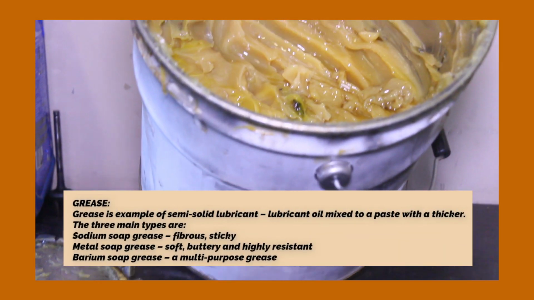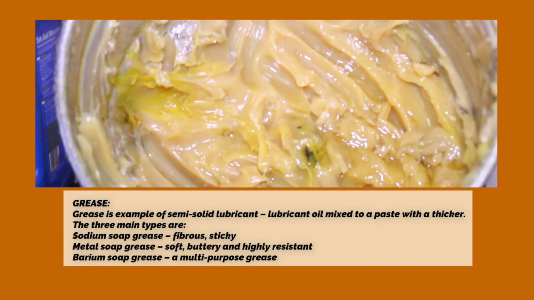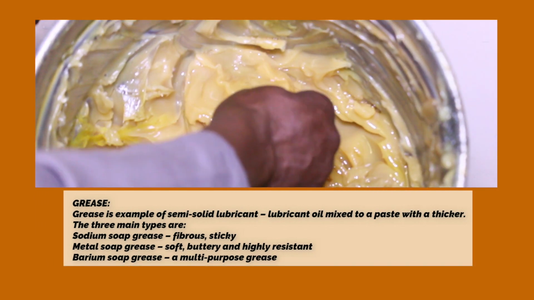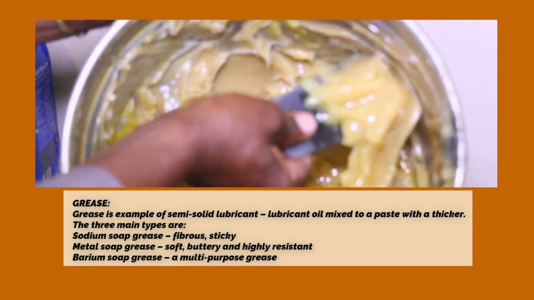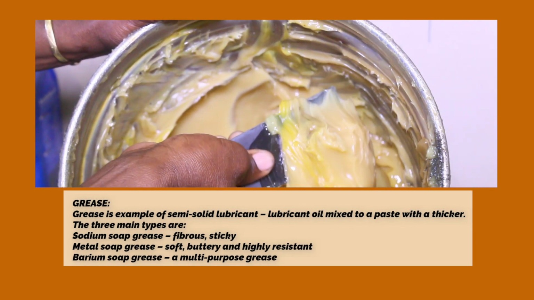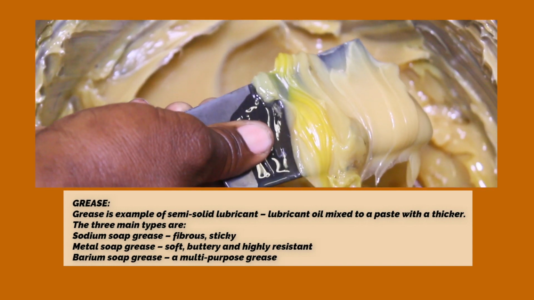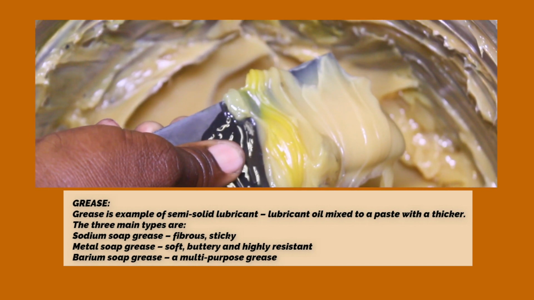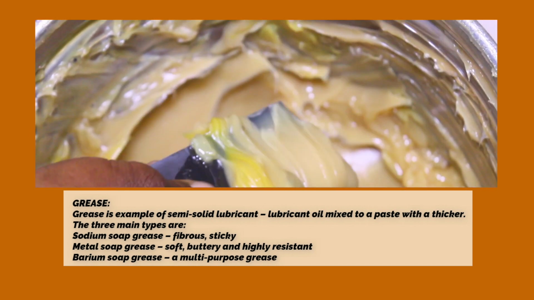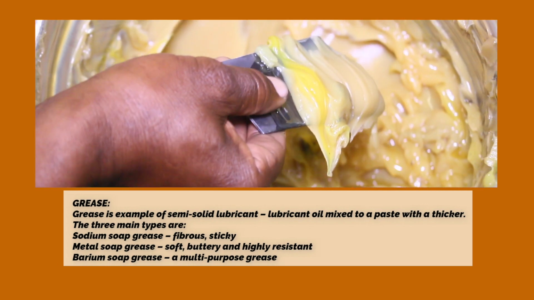Grease. Grease is an example of a semi-solid lubricant: lubricant oil mixed to a paste with a thickener. The three main types are: 1. Sodium soap grease, fibrous, sticky. 2. Metal soap grease, soft, buttery, and highly resistant. 3. Barium soap grease, a multi-purpose grease.